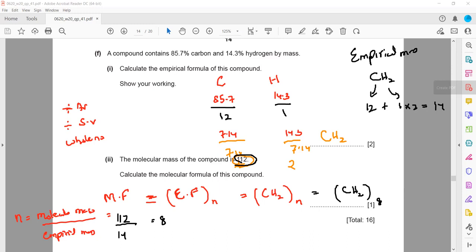This 8 is multiplied with carbon and this 8 is multiplied with hydrogen. When it is multiplied with both, the molecular formula, which represents the actual number of atoms, will be C8 and H8 multiplied by 2, which is 16. So C8H16 is the molecular formula.